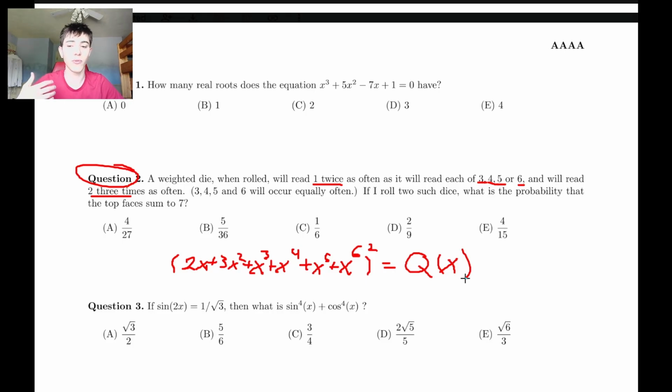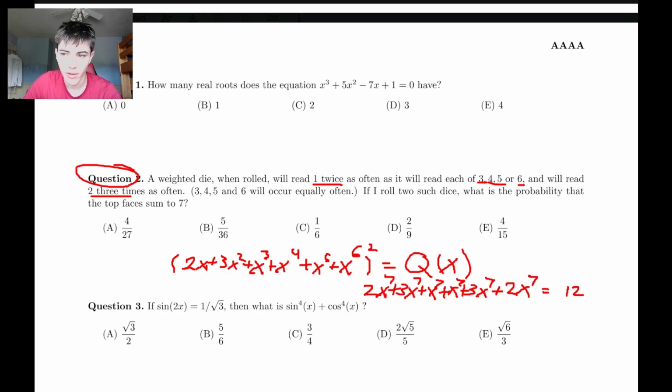But notice that we're not looking for the weight that it sums to 7. We're looking for the probability. And that means dividing it by the weight of everything in that polynomial. So that's going to be the coefficient of every term. Well, let's find the coefficient on the x to the 7th term, because that'll give us the weight. That is going to be 12.